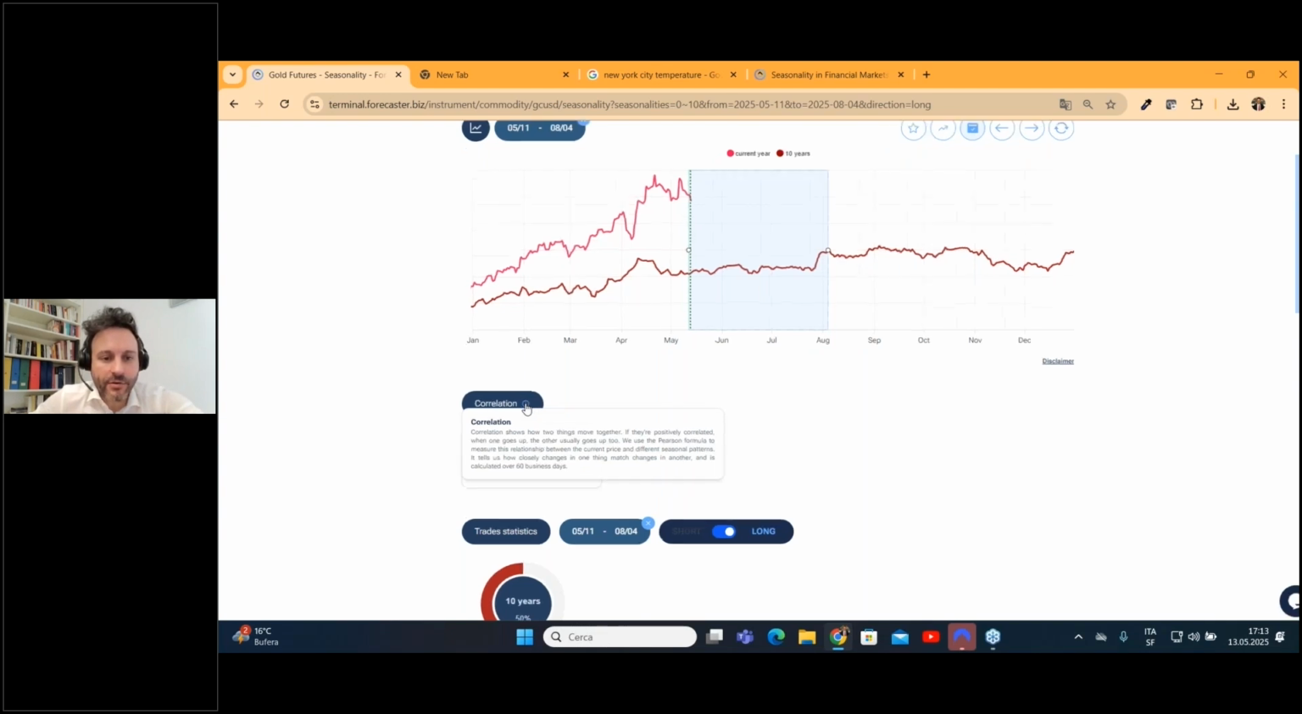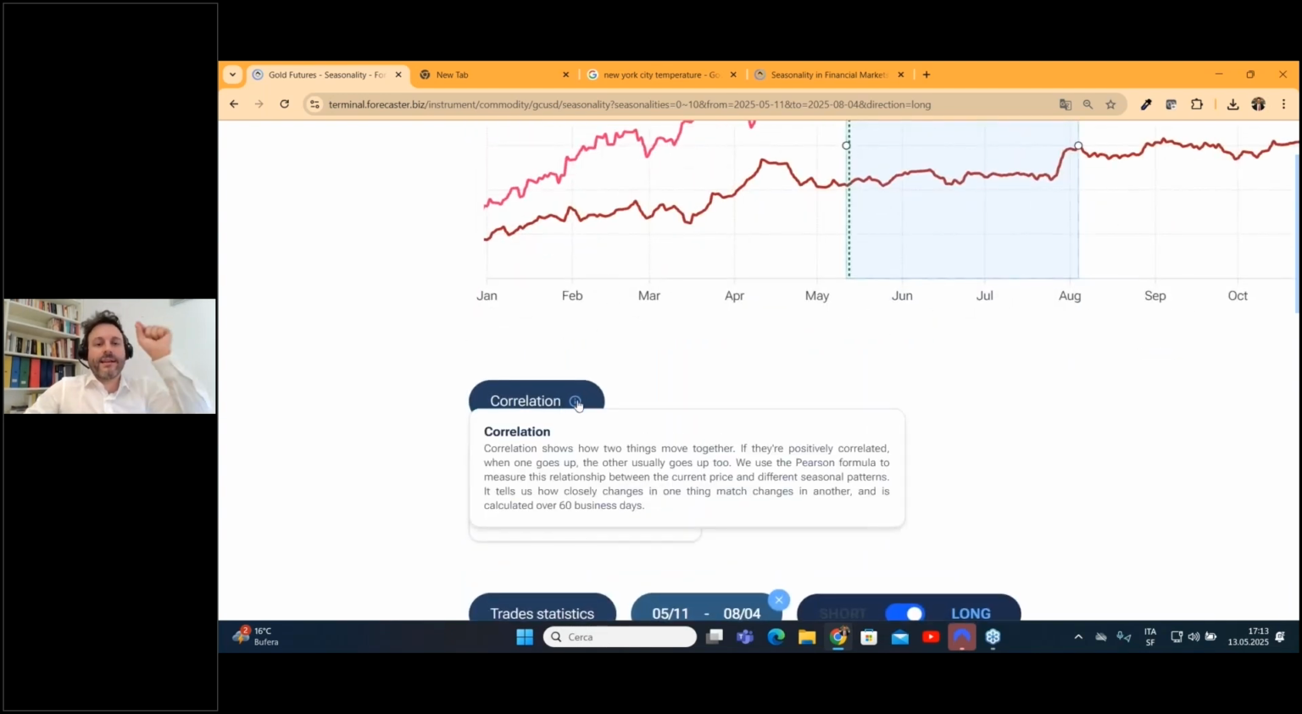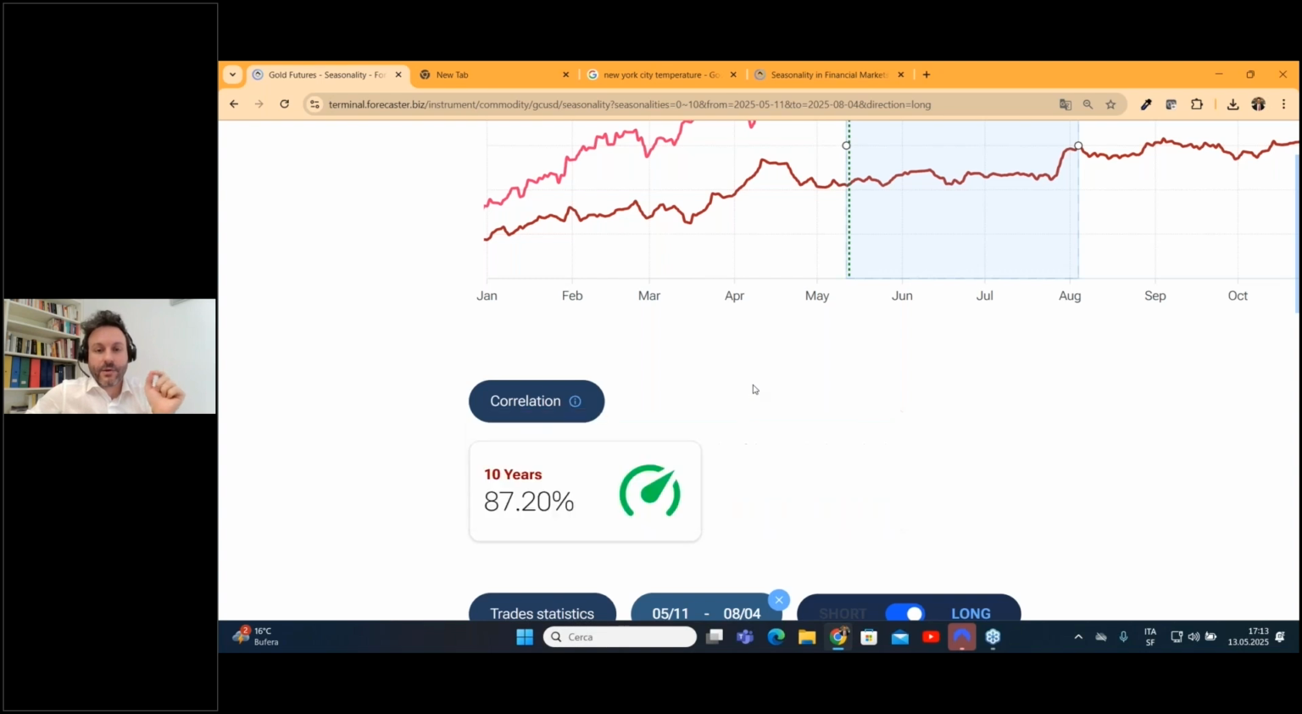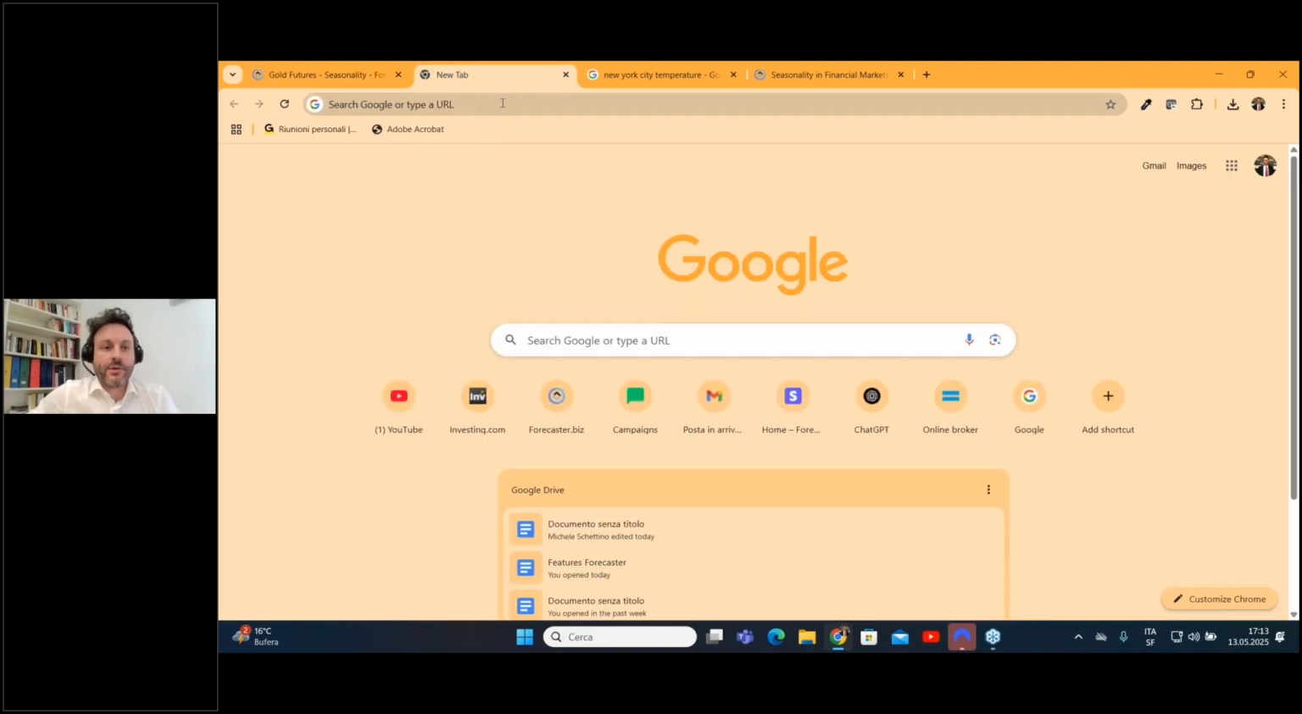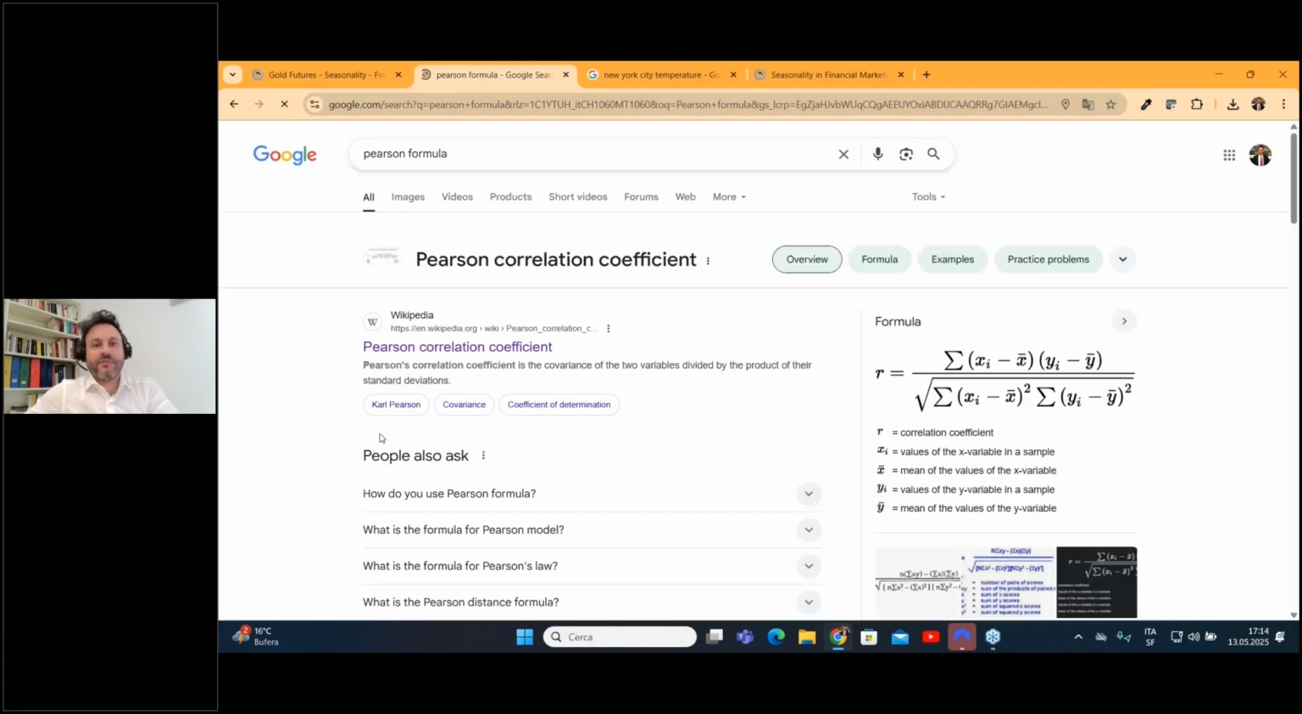As always, everything is explained here. Every time you find an info box, if you click, you find a complete explanation. Correlation shows how two things move together. If they are positively correlated, when one goes up, the other usually goes up too. We use the Pearson formula to measure this relationship between the current price and different seasonal patterns. It tells us how closely changes in one thing match changes in another, and it calculates over 60 business days.